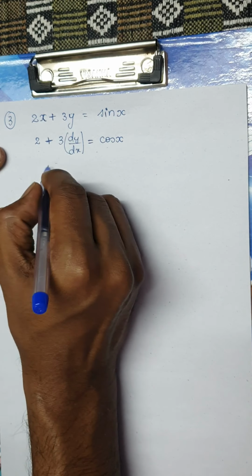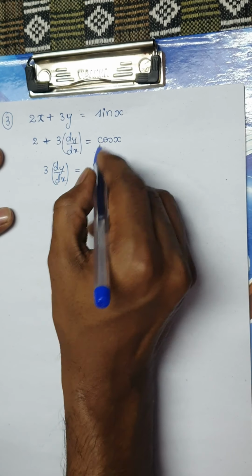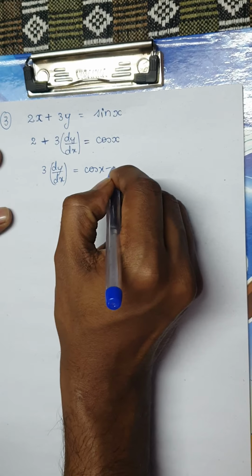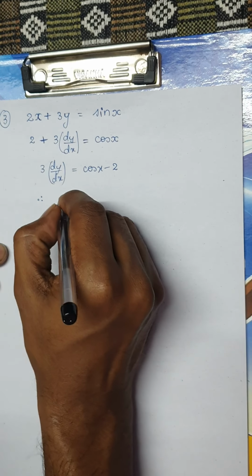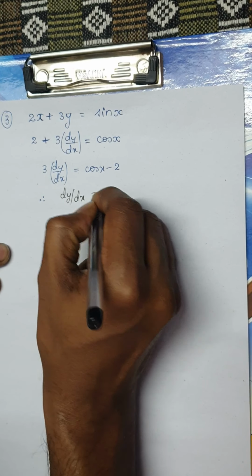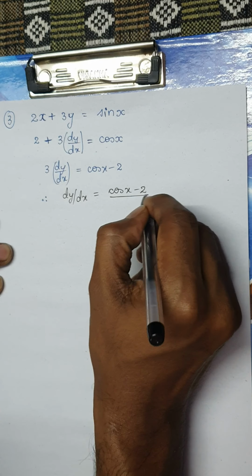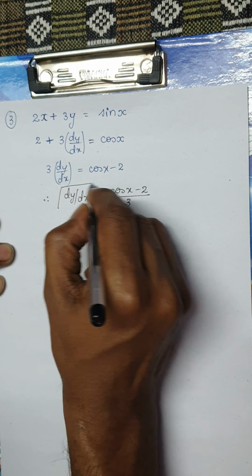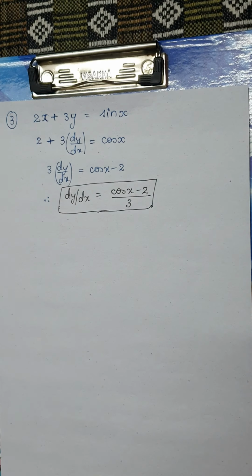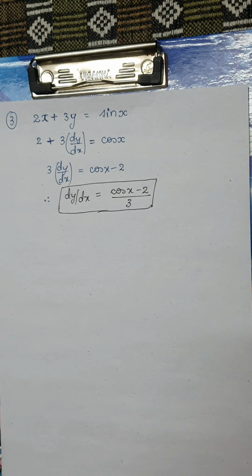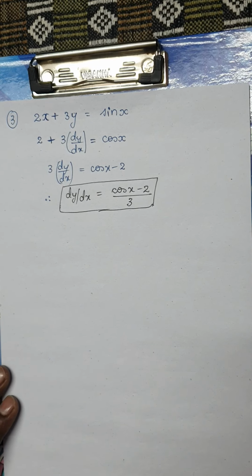Now take 2 to the right hand side, I will get 3 into dy by dx is equal to cos x minus 2. Therefore you can write the final answer: dy by dx is nothing but cos x minus 2, whole divided by 3. Very easily you can find this dy by dx here and get 2 marks. So this itself is the dy by dx.